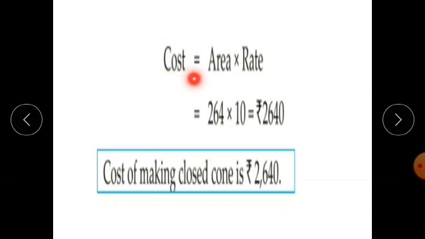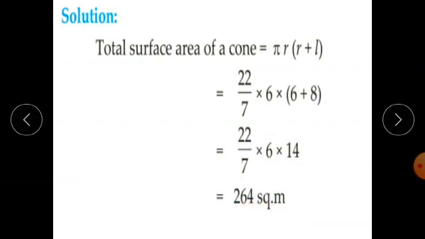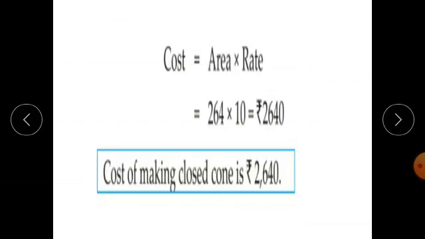And cost equals area into rate, and the rate of making is given as rupees 10 per square meter. Area is 264 square meter. So cost equals area into rate, equals 264 into 10, equals rupees 2640. So the cost of making the closed cone is rupees 2640.